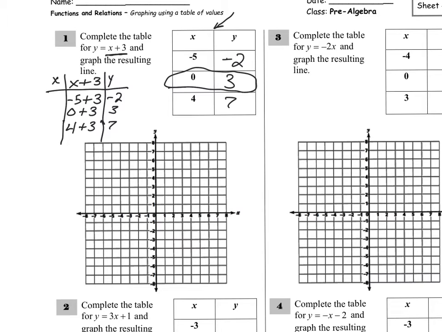So I'm going to go to the left 5 and down 2 and put a point there. And I go to the left 0 and up 3 and put a point here. And to the right 4 and up 7 and put another point there.